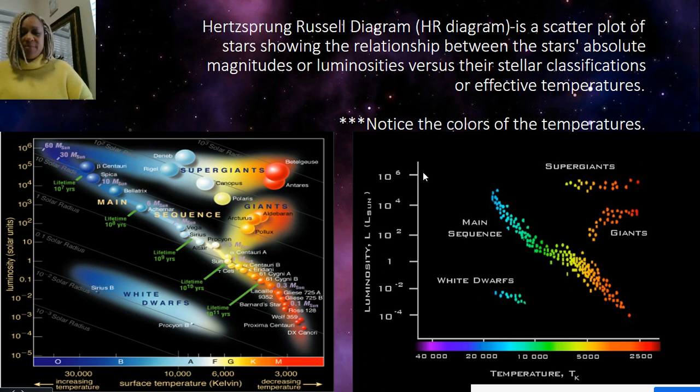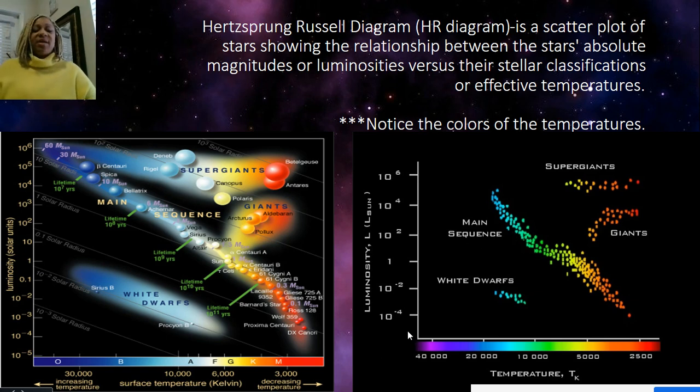So this is pretty much going to be your HR diagram. You're going to have your temperature here on your X axis. You're going to have your luminosity here on your Y axis. And we are going to be able to plot different types of stars.